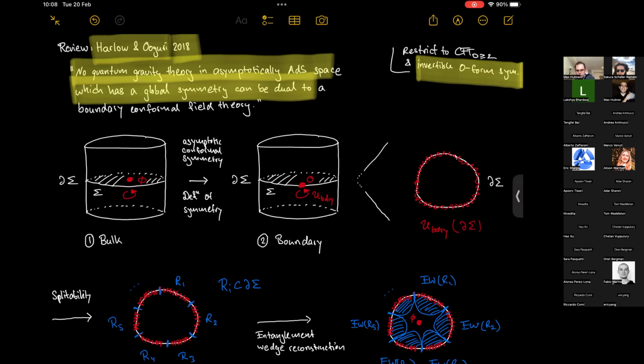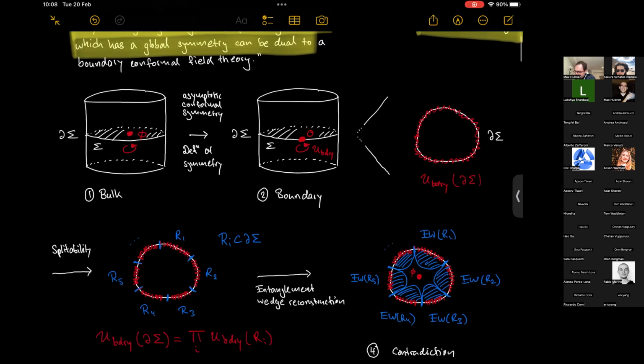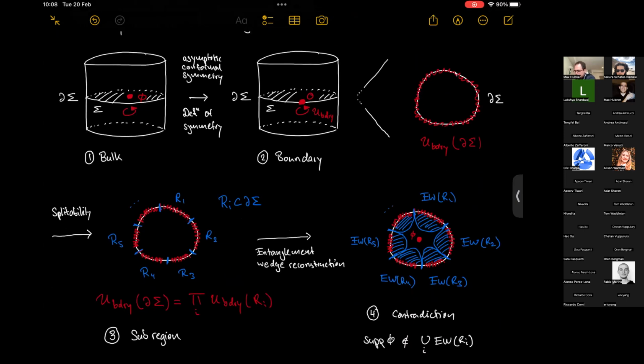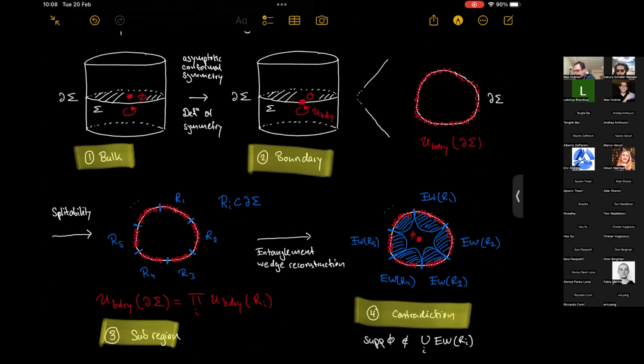So their paper is rather long and contains many different perspectives: lattice, algebraic QFT. But here I'm going to focus on the minimal content that's necessary to argue their statement of no global symmetries. And in reviewing their proof, I've decomposed it into 4 steps, which I'm going to discuss individually, but let me start with the bird's eye perspective of how the argument goes.